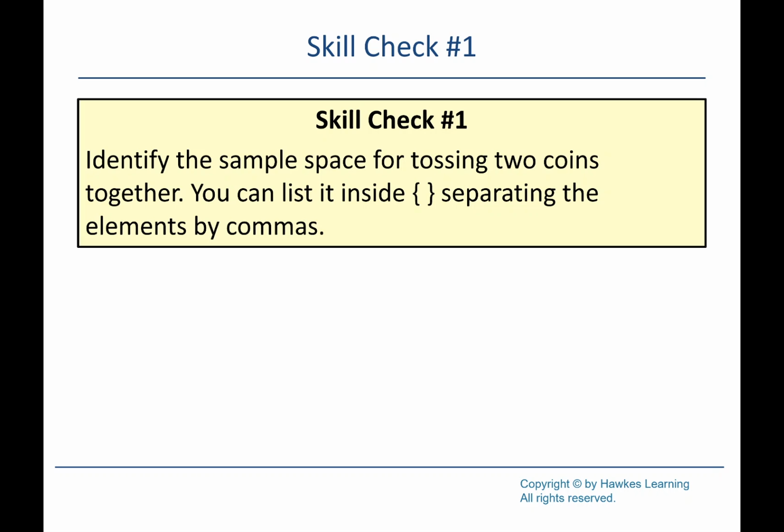But here we're flipping 2 coins. So maybe we could get heads on both. Or heads on the first, tails on the second. Or we could get tails on the first, heads on the second. Or we could get tails on both of them. So that should be all of our possibilities there. That would be our sample space.